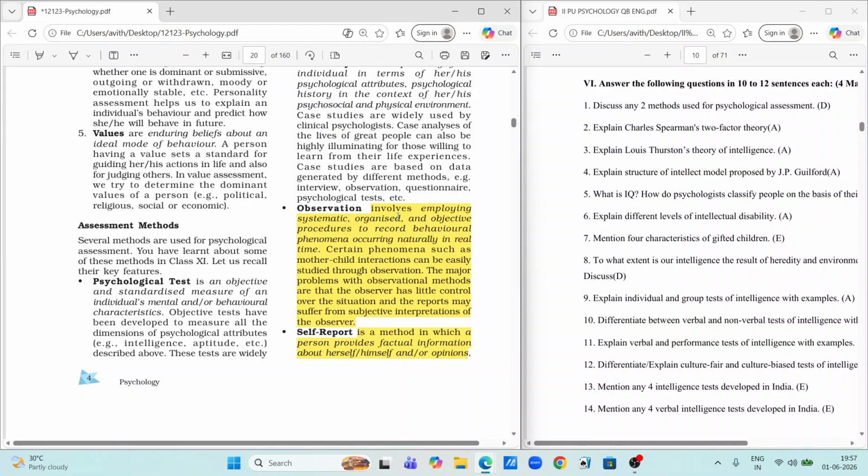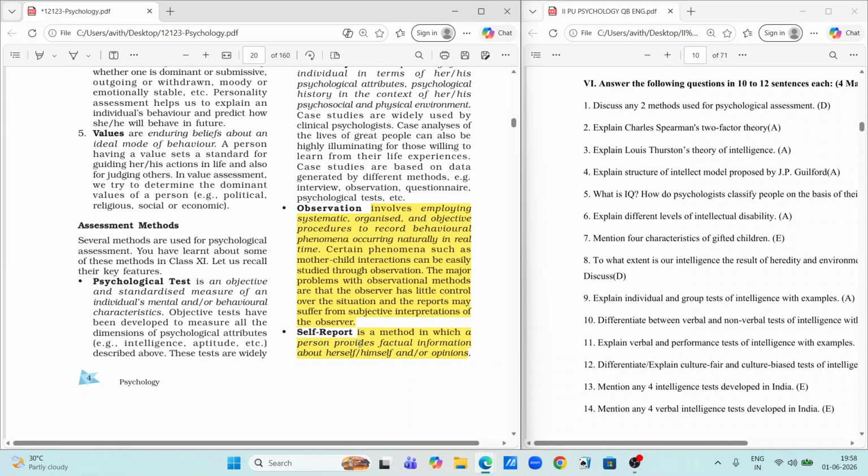Observation involves employing systematic, organized, and objective procedures to record behavioral phenomena occurring naturally in real life, in real time. Certain phenomena, such as mother-child interactions, can be easily studied through observation. The major problems with observational methods are that the observer has little control over the situation, and the reports may suffer from subjective interpretations of the observer.